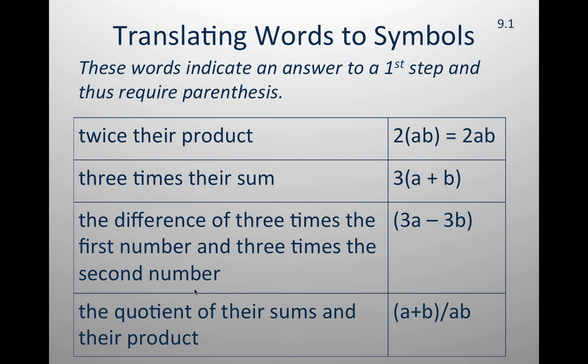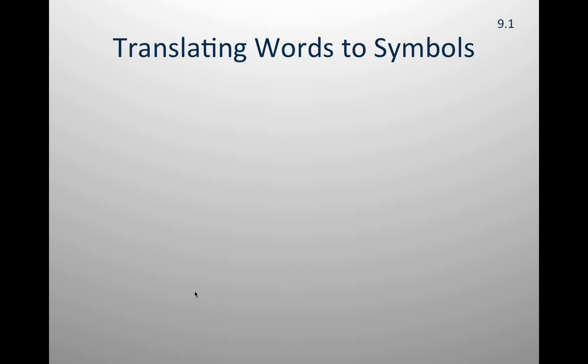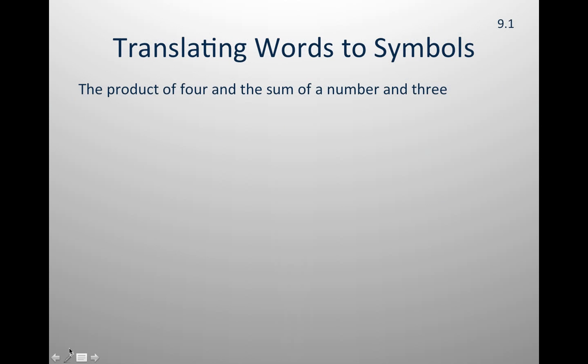Okay, and as we're looking here, we see other words to let us know how to translate the words to math symbols. In this case, the word difference means subtract. Sum means to add. Notice how we got 3 times their sum, twice their product. Okay, and then the quotient of their sums and their product.